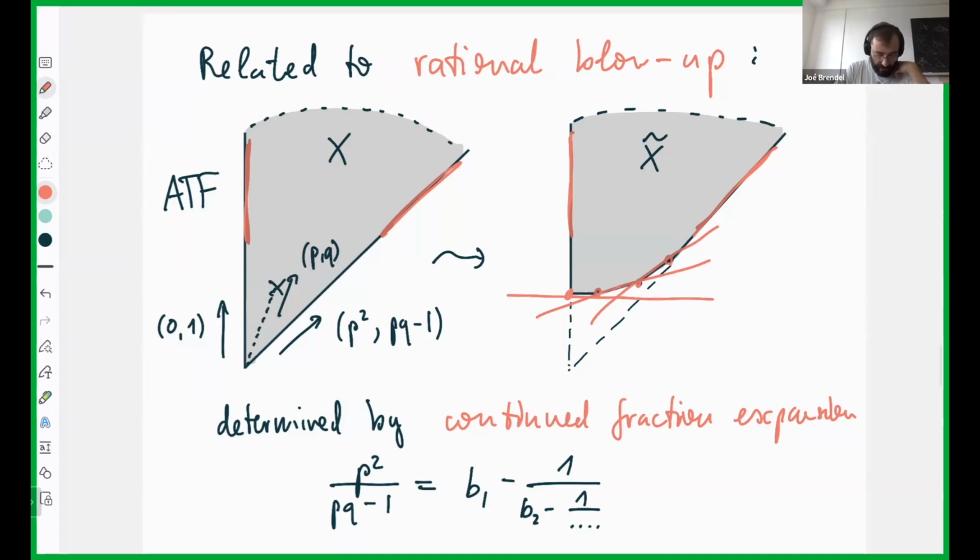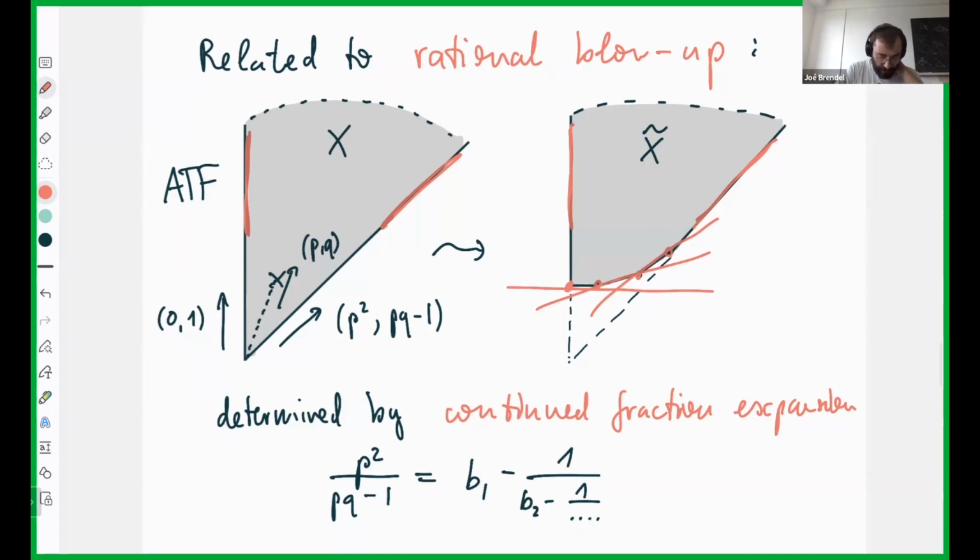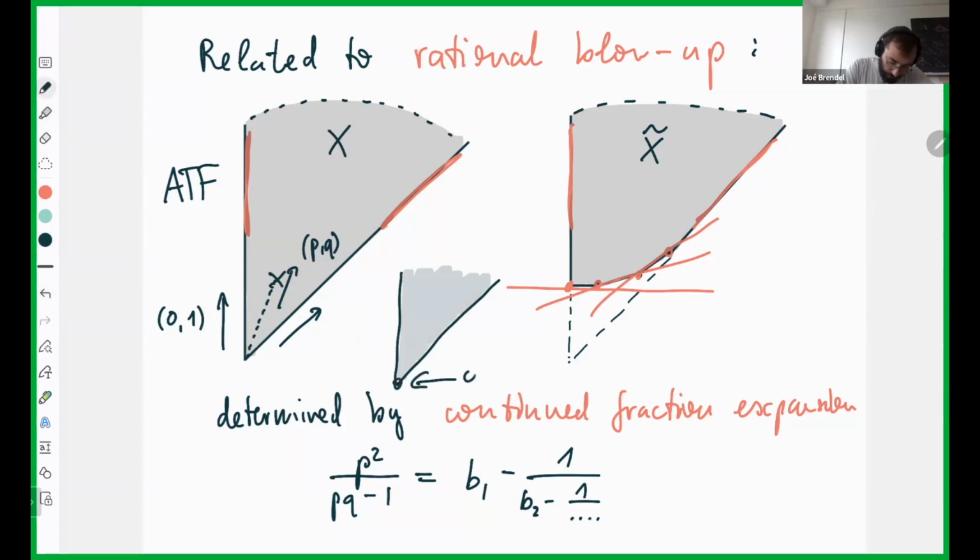And the combinatorics of this is determined by the continued fraction expansion of p squared over pq minus 1. And this should remind you of a third thing. So this is very related to the resolution of the corresponding singularity. So there's a third space you could draw, which is toric, and does not have these almost toric nodes, but instead, since its vertex is non-Delzant, you have an orbifold singularity here.